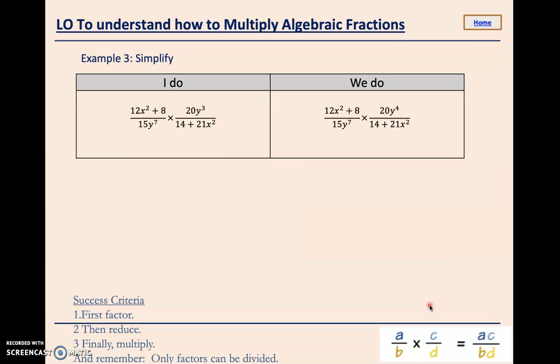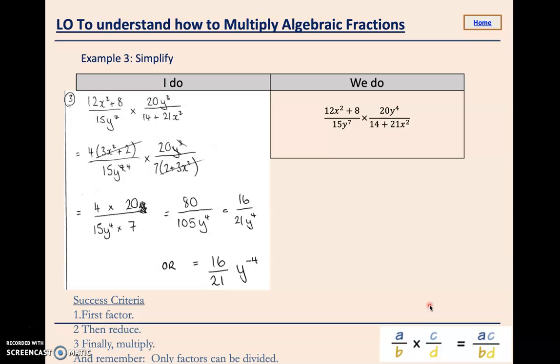So here we go. So again, we need to first look to factorise. So we know that we can take out 4 from here. Can look at that instantly and see that. So if we take out 4, we end up with 3x squared plus 2 again. We then look to this bottom one here and we know that we can take out 7 from here, so we end up with 2 plus 3x squared.